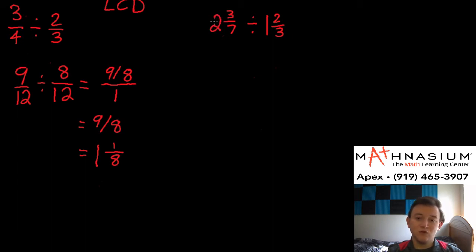So, in order to do that, 2 times 7 is 14, plus 3. That gives us a nice 17 out of 7, 17/7, divided by 1 times 3 is 3, plus 2 is 5/3. And again, we need to make these into some least common denominators. So, the least common denominator between 7 and 3 is just going to be 21 in this case, because 7 times 3 gives us 21.